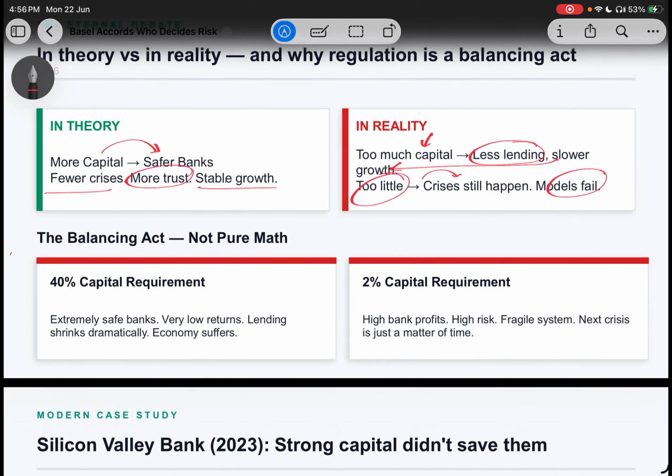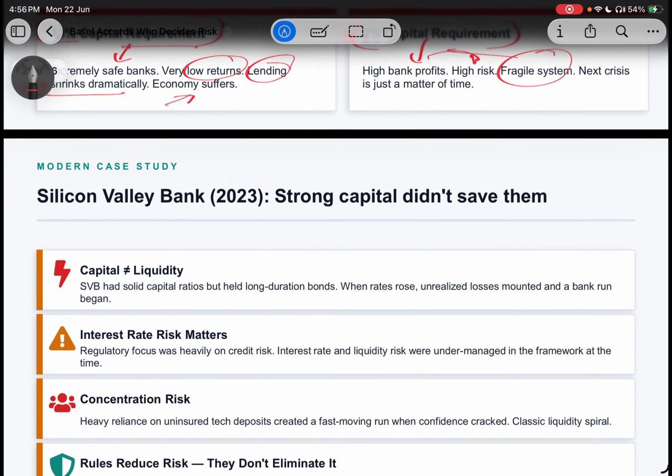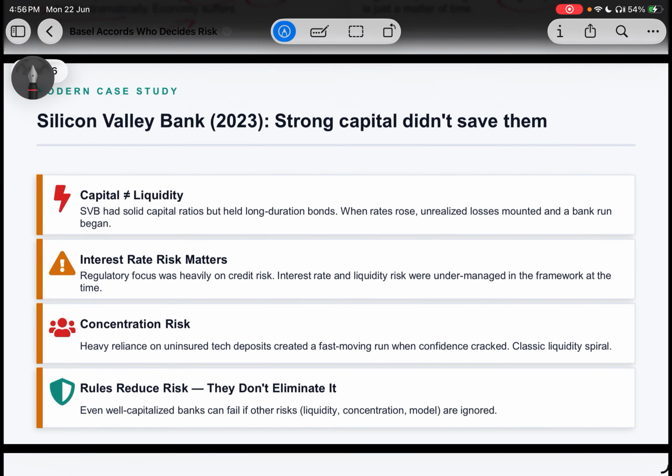Now, we need a balancing act and not a pure act. When we have a 40% capital requirement, which makes the bank extremely safe, we have low returns. As simple as that. Lending is bound to shrink dramatically and the economy would suffer. But with a 2% capital requirement, the bank would have high profits, because it would be undertaking high risks. It would create a fragile system, and the next crisis would be knocking at your door in just a matter of time.